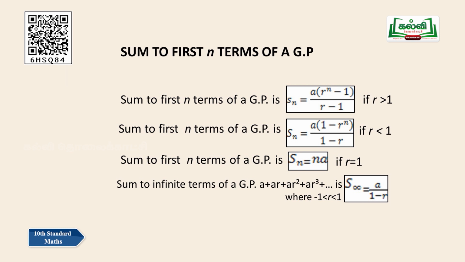Students, we have the formula Sn is equal to A into R power n minus 1 by R minus 1. We have 3 cases. Sum to n terms of a GP is Sn is equal to A into R power n minus 1 by R minus 1 when R, the common ratio, is greater than 1. Sum to first n terms of a GP is Sn is equal to A into 1 minus R power n by 1 minus R when R is less than 1. Sum to infinite terms of a GP, A plus AR plus AR square up to so on, is S infinity is equal to A by 1 minus R.